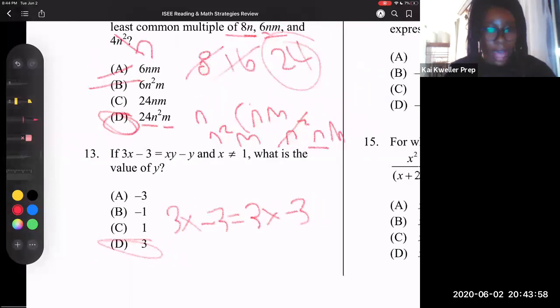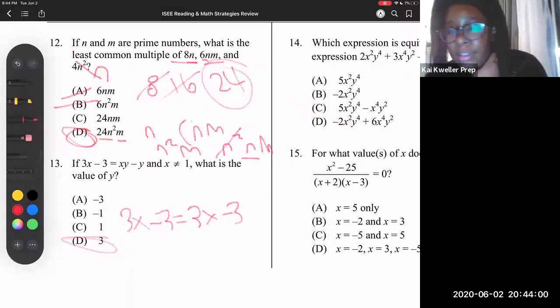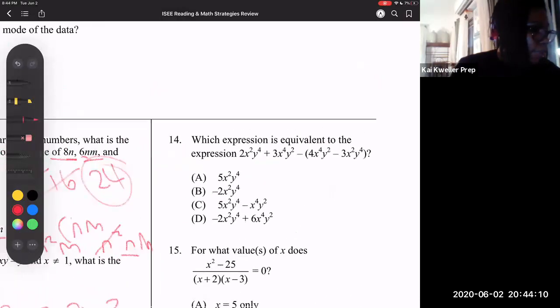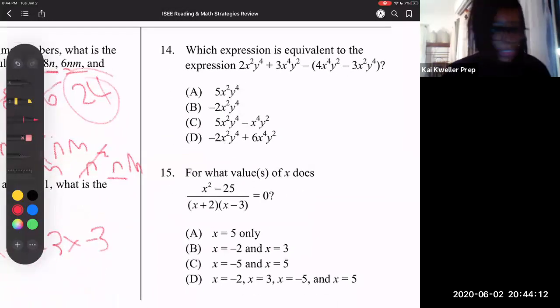Really look at how you're spending your time. Sometimes if something is taking too long to answer, then that might mean that you're answering it in simply the wrong way.